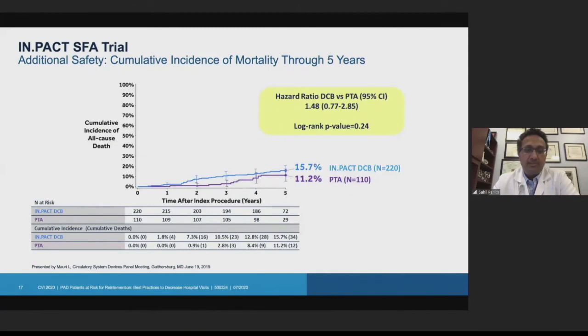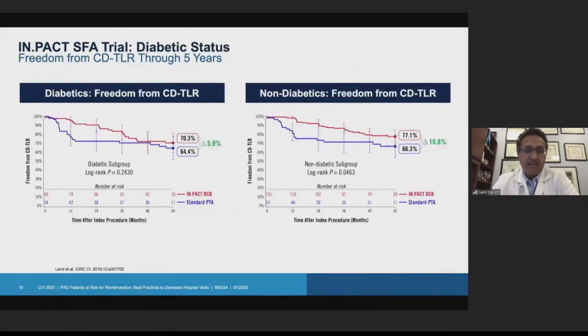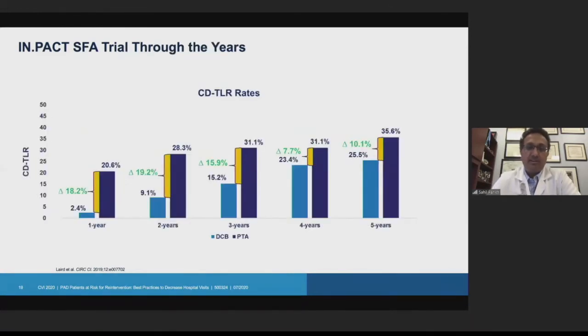In addition, here's another cumulative incidence of mortality figure that reiterates the point that there's no statistically significant difference in mortality. And again, whether it's a diabetic substrate or a non-diabetic substrate, there's numerical improvement in freedom from clinically driven TLR. And you can see that there's a consistent delta at each time point across the entire clinical trial landscape from years 1 to 5.